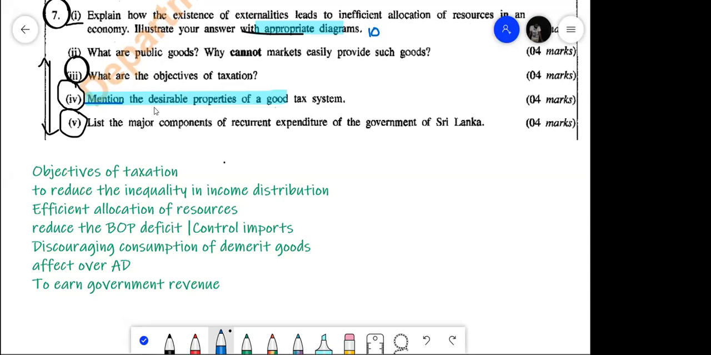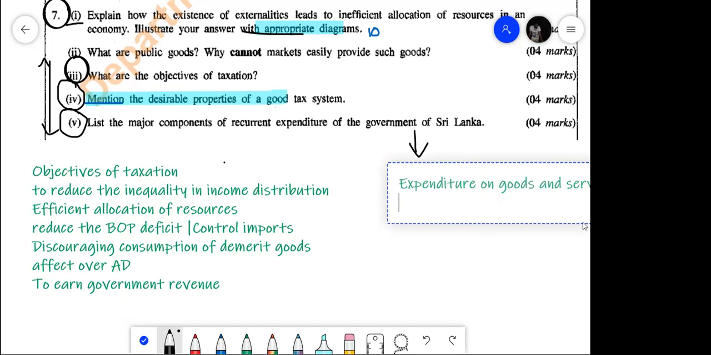Okay? Right. And then the 5th one, list the major components of recurrent expenditure of the government of Sri Lanka. So what are the major components, guys? If you look at what are the big parts. Okay, so you have expenditure on goods and services, right? So you have interest payments, right? Interest payments on public debts and all. Okay, interest payments. Then you have transfer expenditure.